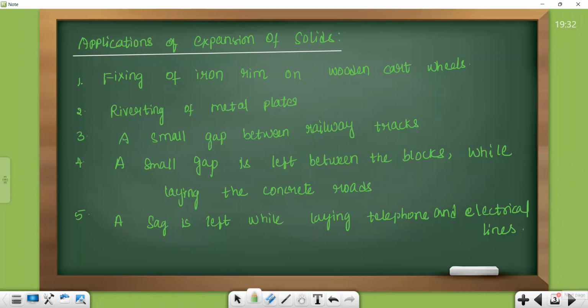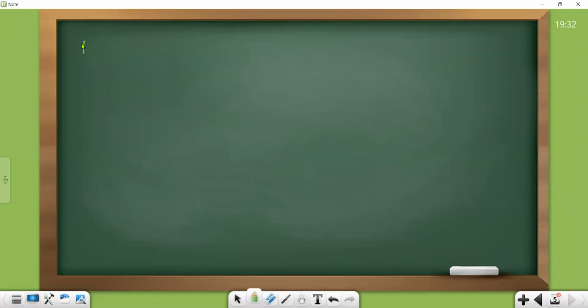Okay, so next, bimetallic strip. Do you know what is bimetallic? Bi means two, metal means two metals are used. They are joined together by riveting technique. So how is a bimetallic strip created? If you want, I can show you how we can make this bimetallic strip. Yeah, ma'am.